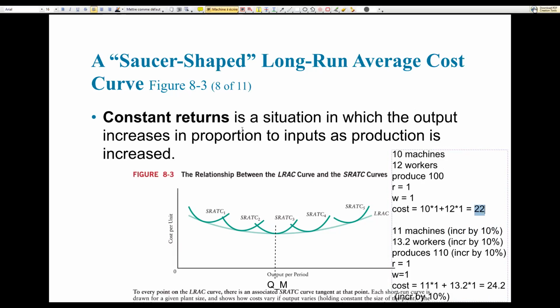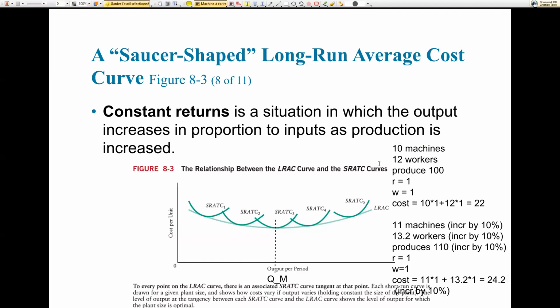Okay, thank you. All right, so I didn't think I would do this example, but this is just to illustrate what we are saying: we keep the inputs in the same proportion because in the long run, I can change the number of machines and the number of workers. So if I increase both by 10%, then the production also increases by 10%. I'm at this place where I have constant returns. That's what it means. And the wages and the rent are the same. So the total cost will increase by the same proportion as the increase in my inputs.